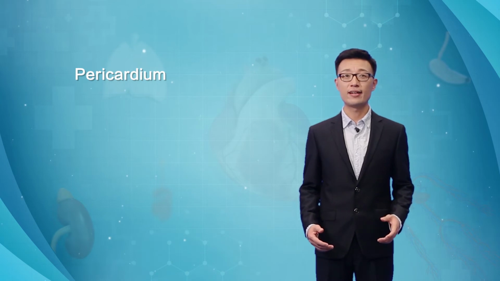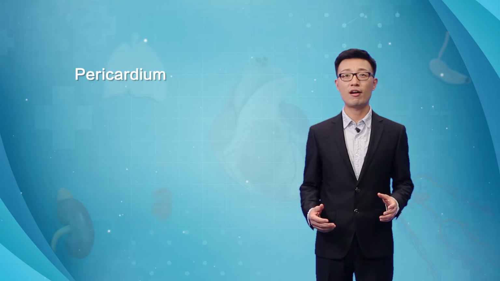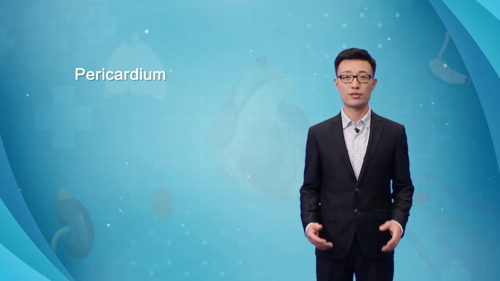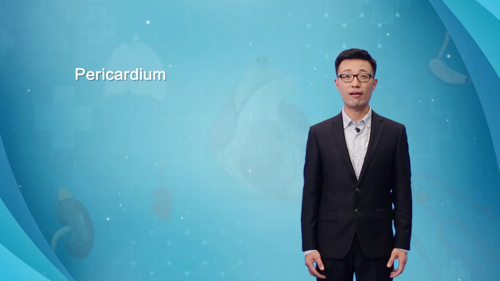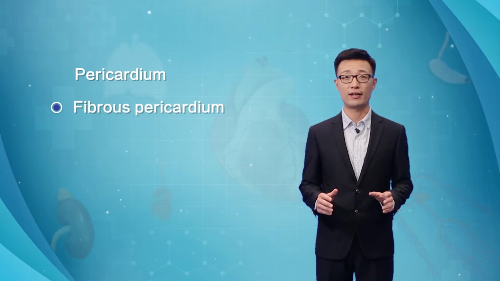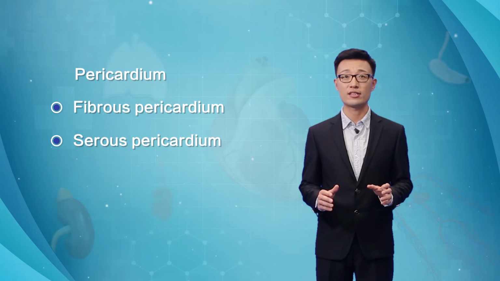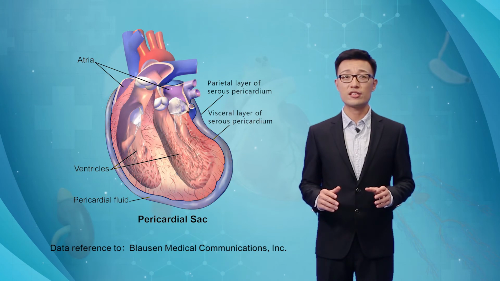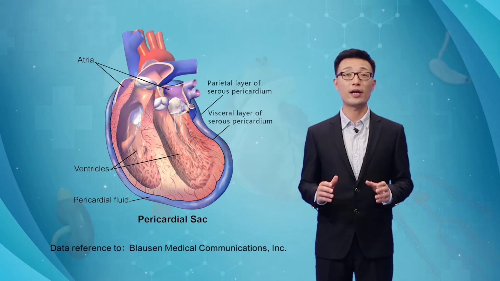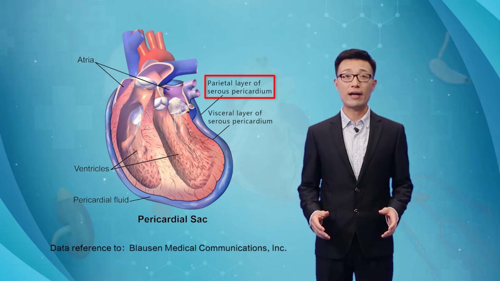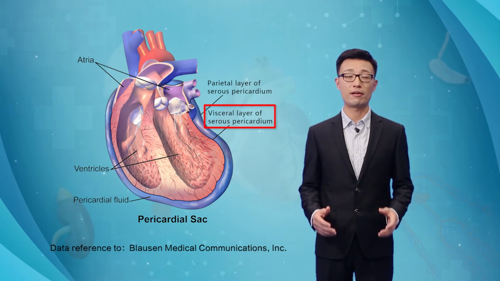Before we move on to the outermost layer of the heart wall, it will be helpful to review the pericardium. The pericardium is a tough double-layered fibrous sac that encapsulates the muscular heart and the root of great vessels. It has an external layer known as the fibrous pericardium and an internal layer known as the serous pericardium. The serous pericardium is itself divided into two layers, the outer parietal layer and the inner visceral layer.